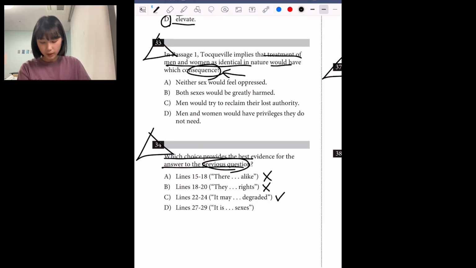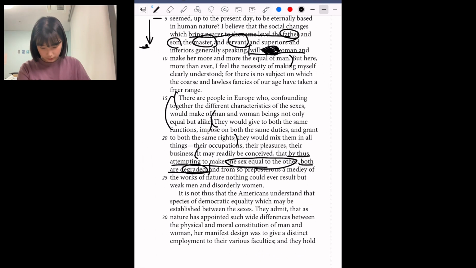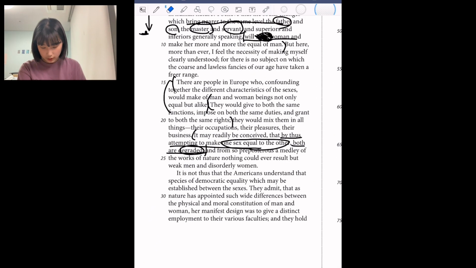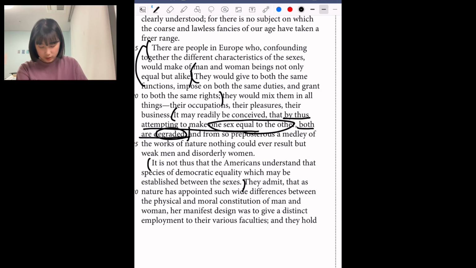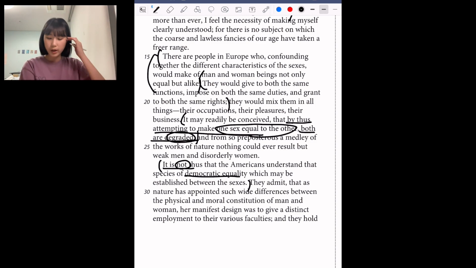but we're still going to look at the last choice, 27 to 29, which is, it is not thus that the Americans understand the species of democratic equality which may be established between the sexes. Yeah, that's the last choice, and we're going to look at it isolated for a moment. And here, it's not exactly a good choice, because if you see here, it is not thus that the Americans understand the species of democratic equality which may be established between the sexes. It's not answering our question again.